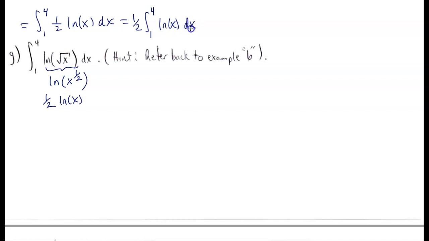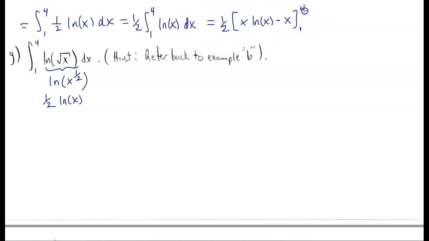And if you remember what we did a couple of examples ago, I think it was the second example, we found that the antiderivative of natural log of x is x times natural log of x minus x. Remember, we found that by doing integration by parts. So we're not going to recreate the wheel again. We're going to use what we already know.